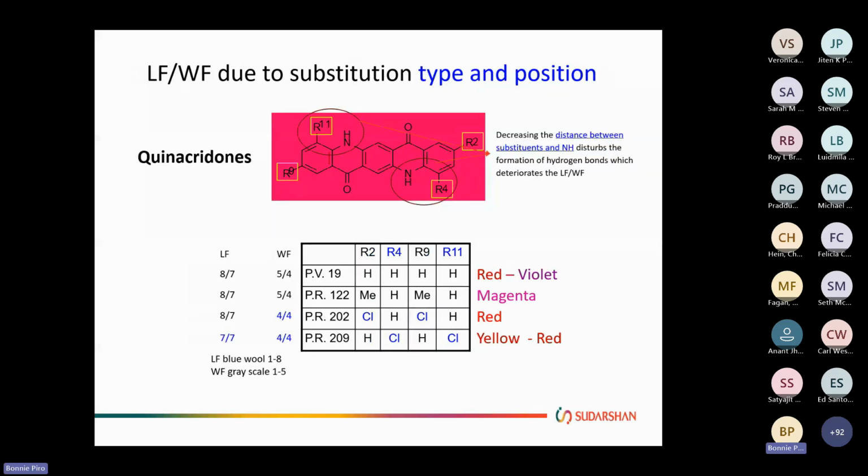Light fastness and weather fastness can also be impacted here. So same idea here. We only start to see this decline when we get to the red 202 and the red 209, where the choice of the substitute is chlorine in both, but it's the positioning that really impacts the light fastness and weather fastness.